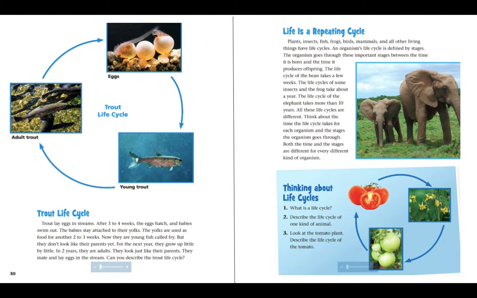The life cycle of a bean takes a few weeks. The life cycles of some insects and the frog take about a year. The life cycle of an elephant takes more than 10 years. All these life cycles are different. Think about the time the life cycle takes for each organism and the stages the organism goes through. Both the time and the stages are different for every different kind of organism.